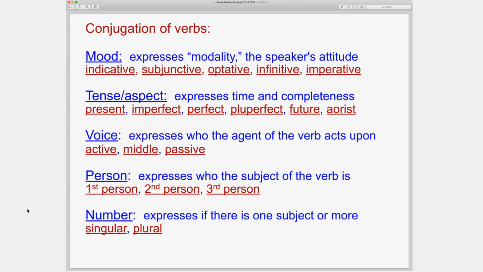Conjugation of verbs. Now this is going to get really important. I hope everybody's back from the bathroom.